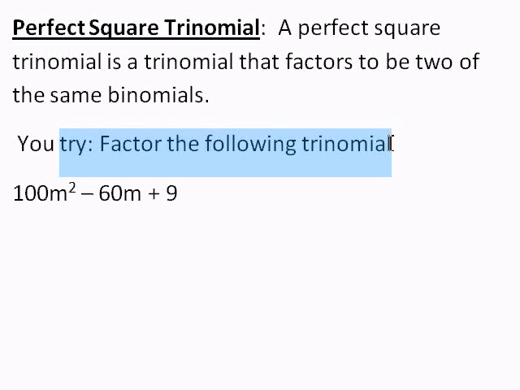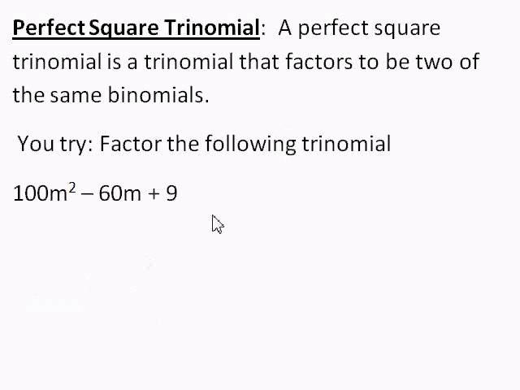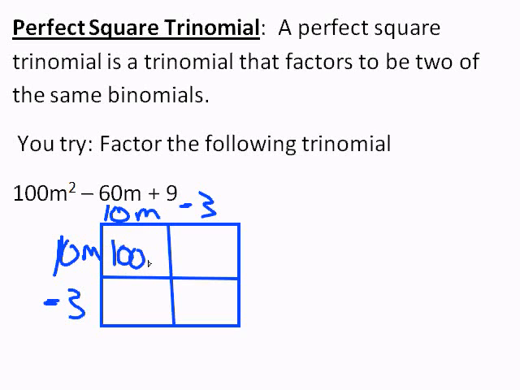What I want you to do is go ahead and try to factor the following trinomial, 100m squared minus 60m plus 9, and see if it is indeed a perfect square trinomial like the previous example. Alright, just like the previous one, we're going to split up that 100m squared as 10m and 10m, and we're going to factor the 9 as 3 and 3. Now notice it's going to be a negative 60m in the middle, so I'm going to make that negative 3 and negative 3.